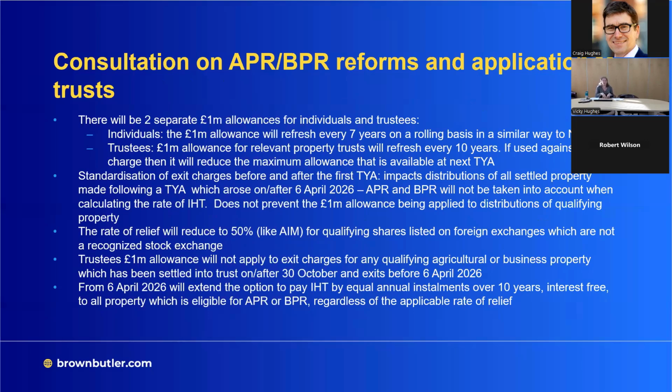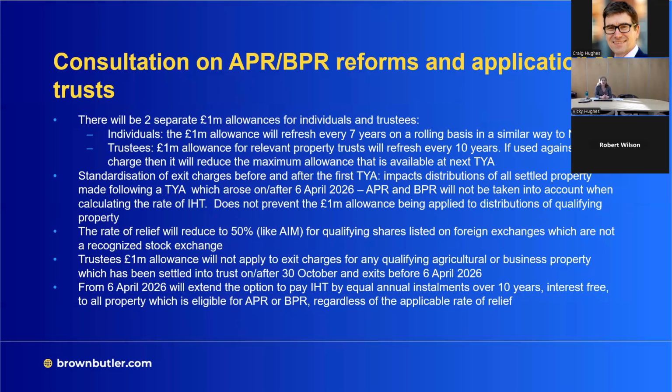Then looking at the trustees of the trust, they'll have a maximum £1 million allowance for relevant property trusts, and that would refresh every 10 years, subject to some comments I'll come on to in a minute. Now that £1 million allowance would be available to be used against exit charges, and if it hasn't been used against exit charges in the 10 years, then it would be available to use at the next 10-year anniversary. There are some other parts that come out of this document that suggest they're going to be making wider changes to some of the calculations associated with relevant property trusts.